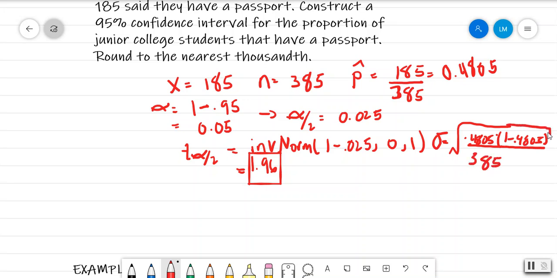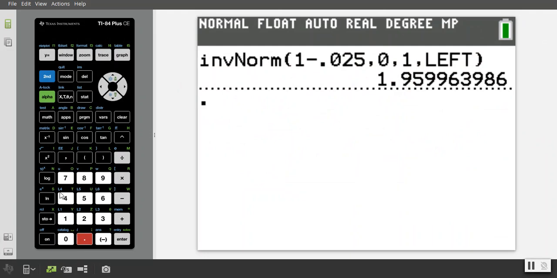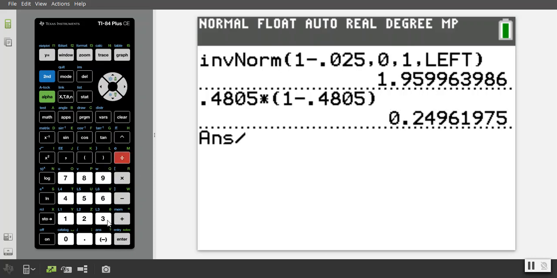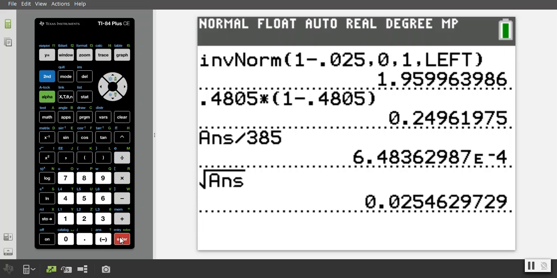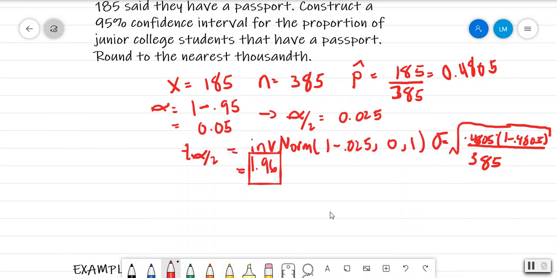Okay, and we're going to have to be very clever with this. So we have 0.4805 multiplied by 1 minus 0.4805. We close it. We divide by 385. Yeah, 385. And let's go ahead and take the square root of this. So we have second answer. We click enter, and it looks like it's 0.0255. So we'll just use 0.0255.